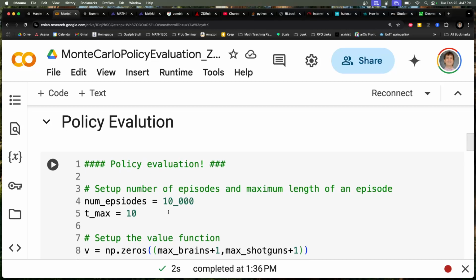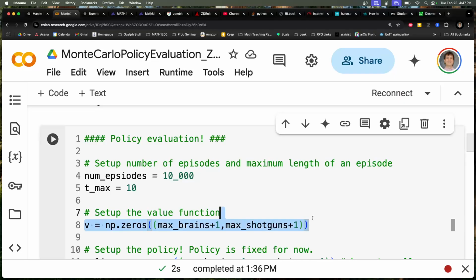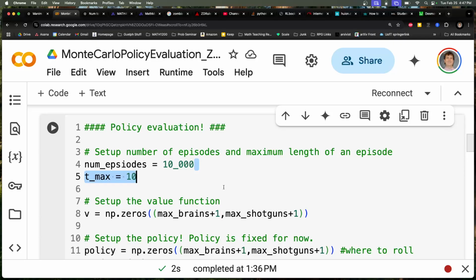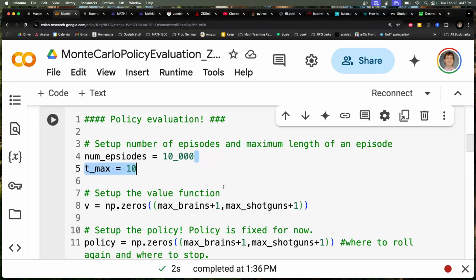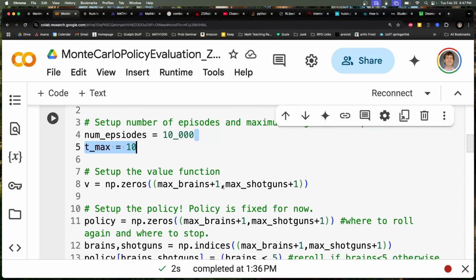So I start out with v is all zeros, and it has a state, which is the number of brains and the number of shotguns. So I initialize it to zeros with this +1 thing like you guys have been seeing in the homework. The t max is the maximum number of turns I let the game go. So if it's more than 10, we have to stop. We can't let the game go forever because then the computer won't know what to do.